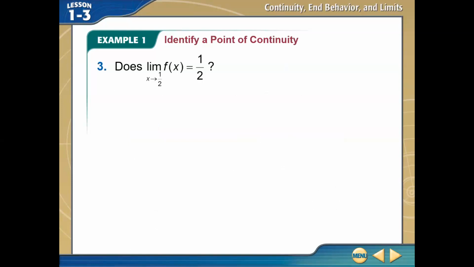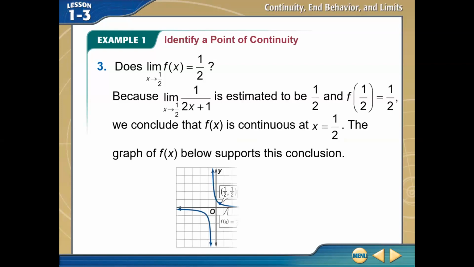And then the third, does the limit of f of x as x approaches 1/2 equal 1/2? And the answer to that is true, because the limit of f of x is estimated to be 1/2, and f of 1/2 is equal to 1/2. We conclude that f of x is continuous at the x value 1/2. The graph below supports this conclusion.